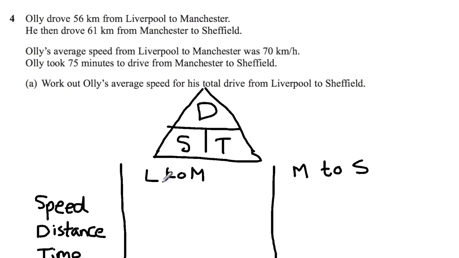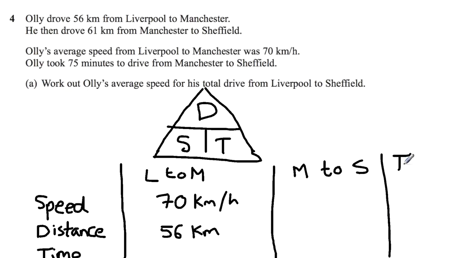The speed from Liverpool to Manchester was 70 kilometers per hour, so 70 kilometers per hour, and the distance was 56 kilometers. Let's write the total here. Total. Now the distance from Manchester to Sheffield was 61 kilometers. 61 kilometers.